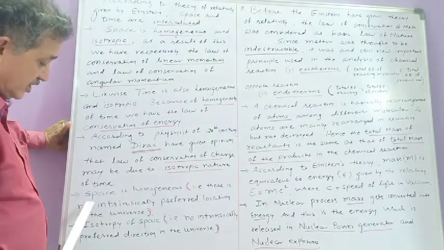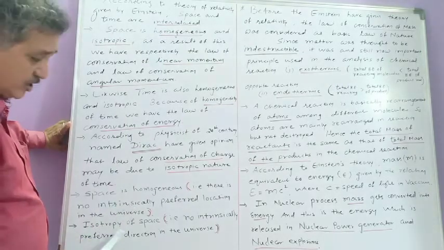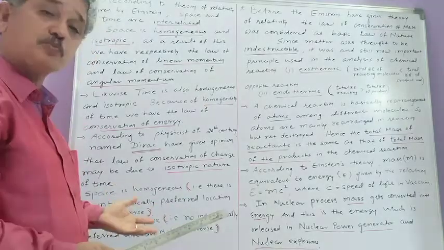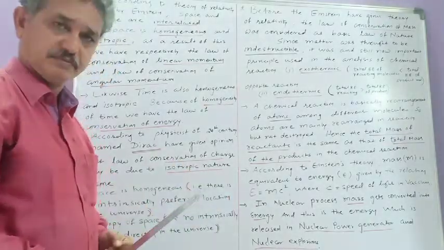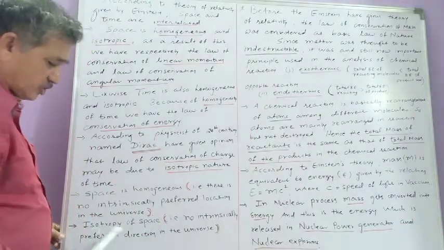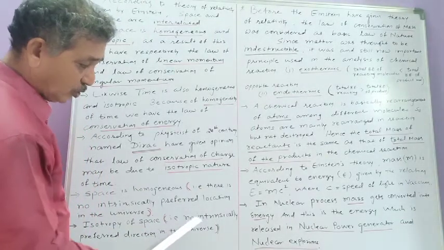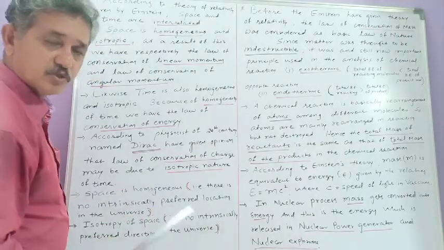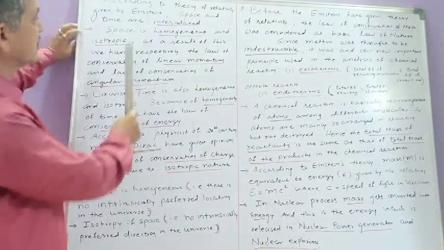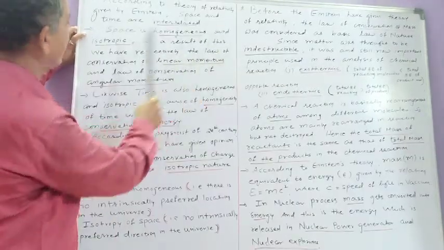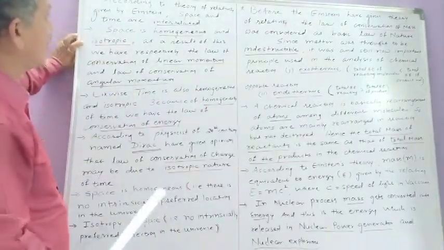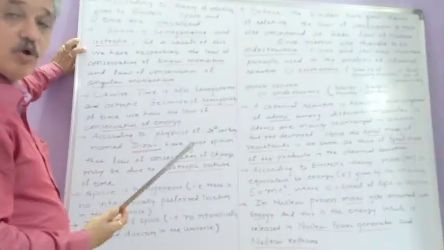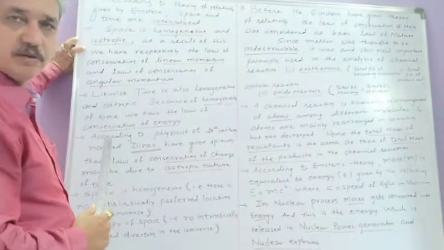Thereafter, what is the meaning of space is isotropic? The isotropy of space. So in the universe, regarding this space, there is no preferred direction. From that point of view, isotropy of space means no intrinsically preferred direction in the universe. So from this point of view, you can say the space is homogeneous and isotropic. And due to space being homogeneous, we get the law of conservation of linear momentum.